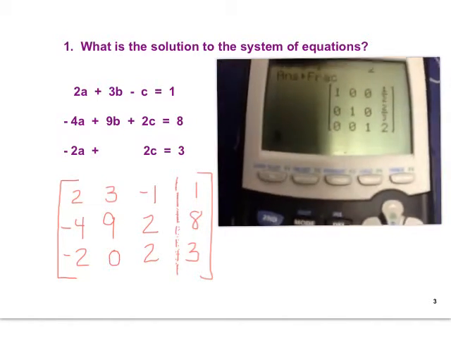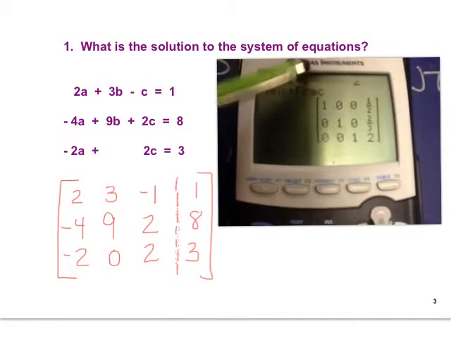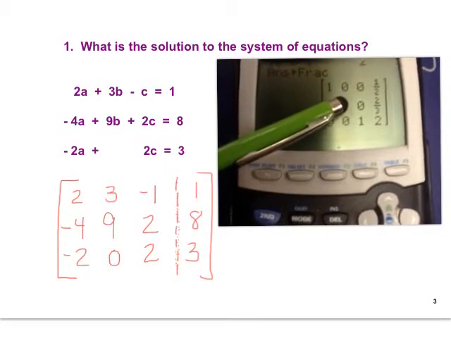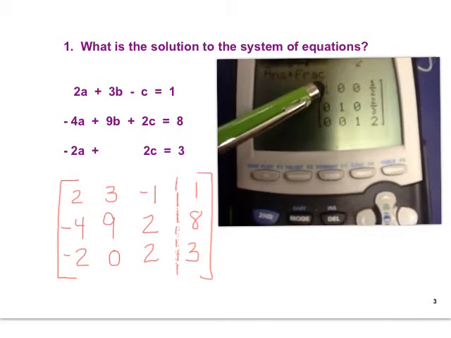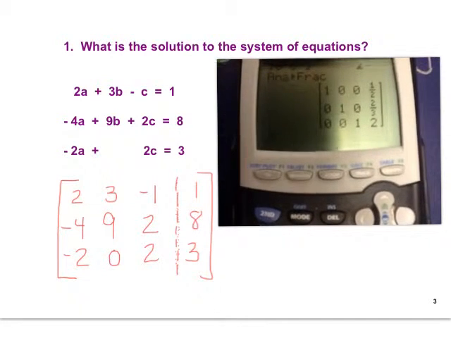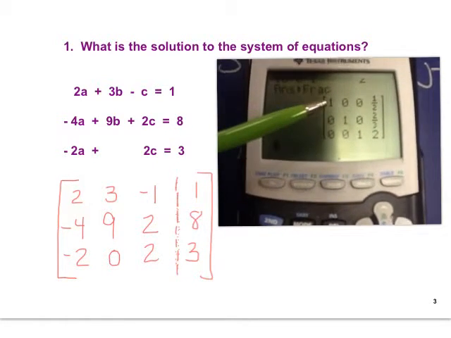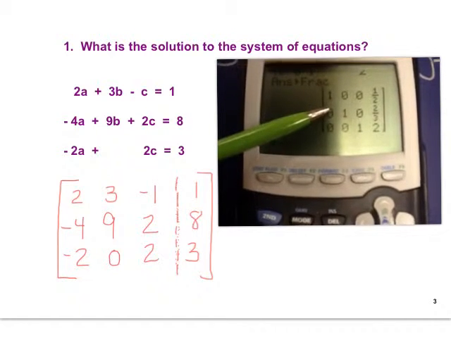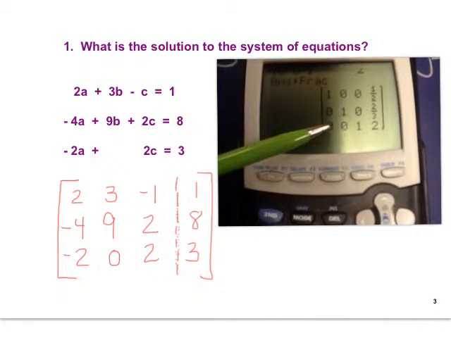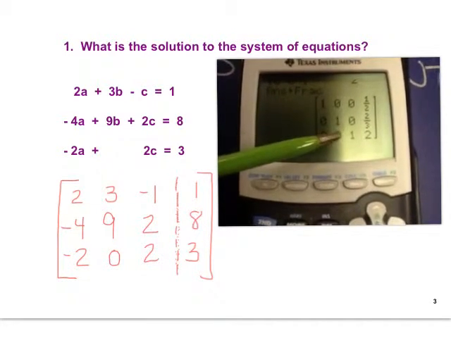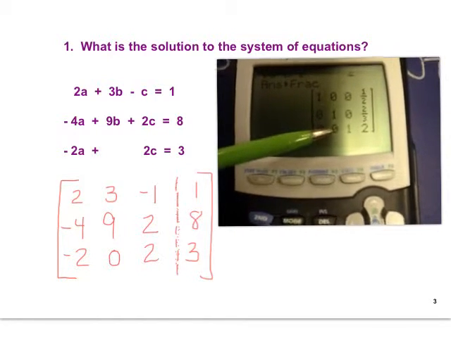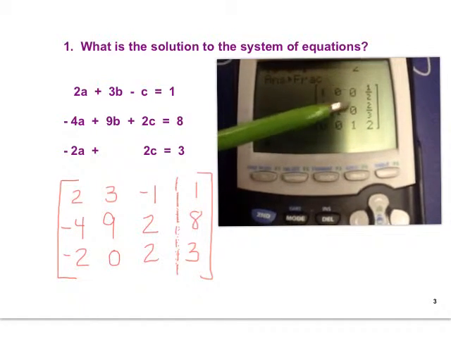Now, a couple things you need to know about reduced row echelon form. One thing is you have this diagonal of 1s. If you don't have a diagonal of 1s, you're not in reduced row echelon form. Also, under the first one, there should be all 0s. Above and under the second one, there should be 0s. And above the last one, there should be 0s.